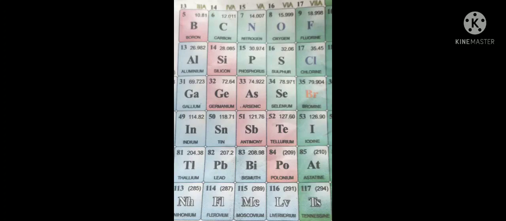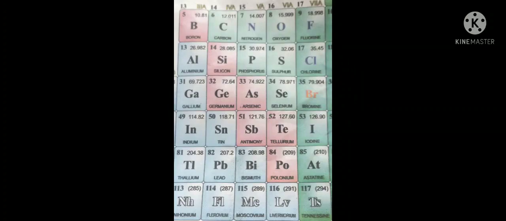The next one, 17, is called the halogen family. They form halides: fluorine, chlorine, bromine, iodine, etc. They react with metals and form the respective salts. So they are called salt formers.